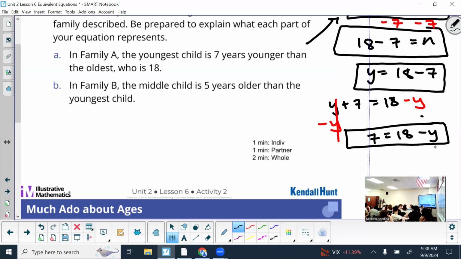Right? Doesn't it still represent the situation? 18 minus the youngest child's age is 7. That makes sense. Okay? So good. Questions on that so far? So now let's evaluate family B. Who thinks they have a good equation for family B? Right here, table 5.